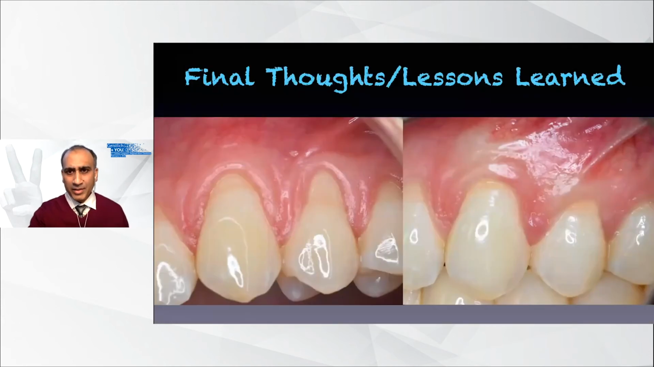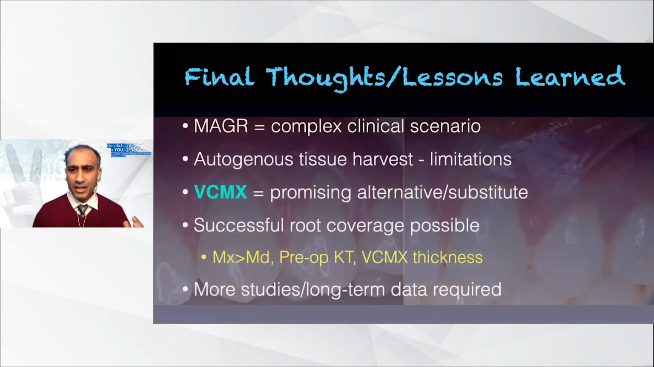So some final thoughts and lessons learned. We know that multiple adjacent gingival recessions is a complex clinical scenario. And it's complicated by the fact that we have limitations with how much tissue we can harvest. And for some patients, this is not practical, feasible, or even desirable. Hope I've been able to impress upon you that the Fibro-Gide is representing a promising alternative or substitute to autogenous connective tissue. And it's unlike any of the other tissues or products on the market because it has this volume stability.